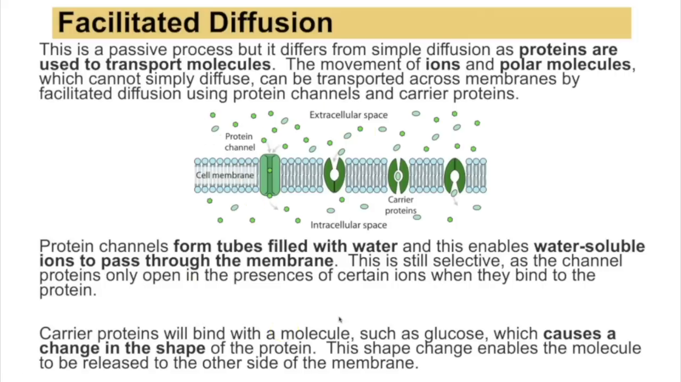This is still selective though, as the channel proteins only open in the presence of certain ions when they bind to the protein. Carrier proteins will bind with a molecule such as glucose, which causes a change in the shape of the protein. This change enables the molecule to be released to the other side of the membrane.